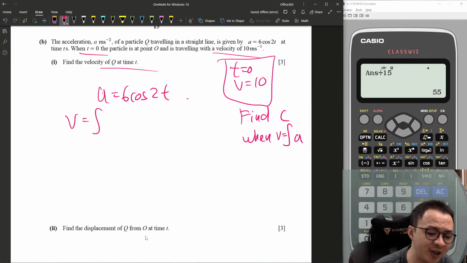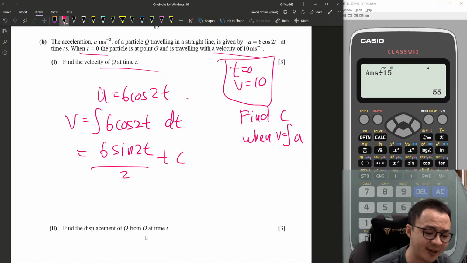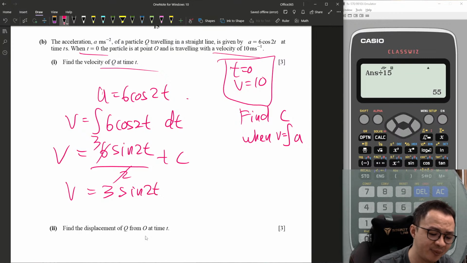So v equals the integral of a dt. Integrating cos gives us positive sin, so this is 6 sin 2t over 2, plus c. Simplify, I get 3. So v equals 3 sin 2t plus c. I want to find c, so this is the reason why I need t equals 0 and v equals 10. Sin 0 is 0, plus c. c is 10.